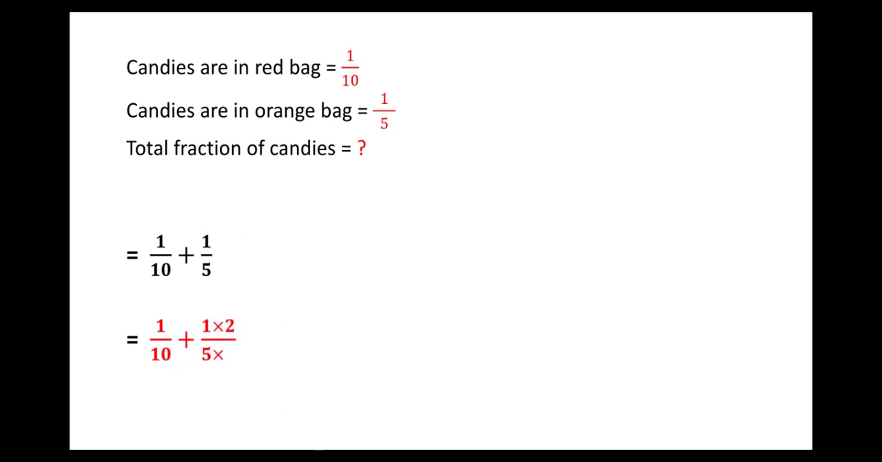So the total fraction of candies, after the addition, is 1 upon 10 plus 1 upon 5. This is an unlike fraction, so we change it into a like fraction. First of all, you can check that 10 is a multiple of 5. So directly we multiply this fraction by the number 2. After the multiplication, we get 1 upon 10 plus 2 upon 10. Now denominators are same and we add the numerators only. 1 plus 2 we get 3, and 3 upon 10 is the answer. So 3 upon 10 is the total fraction of candies.